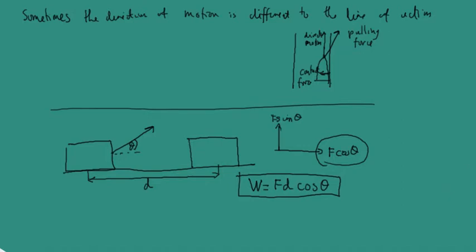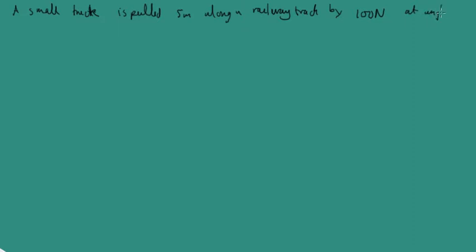Let's look at some examples where we're going to use this. So a small truck is pulled 5 meters along a rail track by 100 newtons of force at an angle 60 degrees to the track. Find the work done.